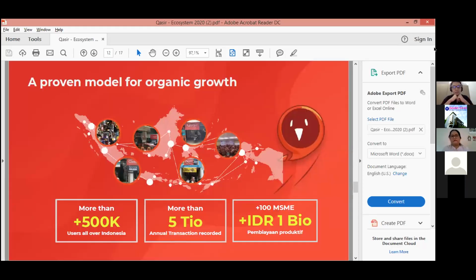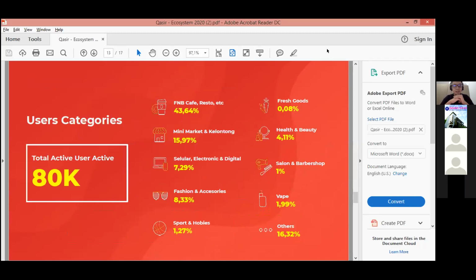So this is our milestone. Kasir is already used by 500K users nationwide in Indonesia, and we have recorded more than 5 trillion in transactions, and there are productive loans for more than 100 MSMEs, totaling 1 billion in Indonesia. Okay, next. This is our users.